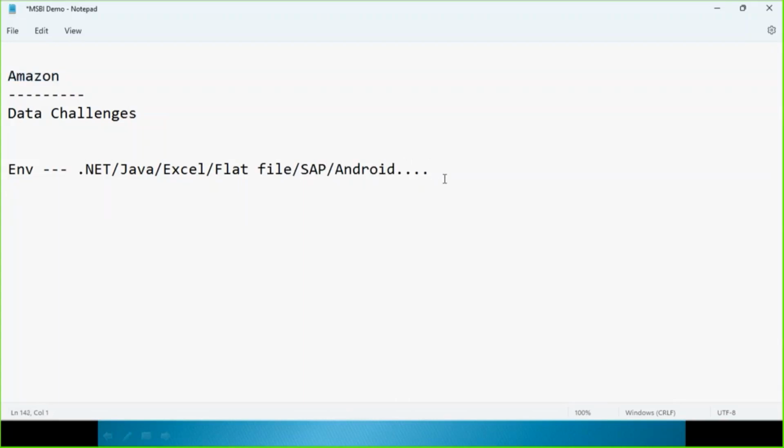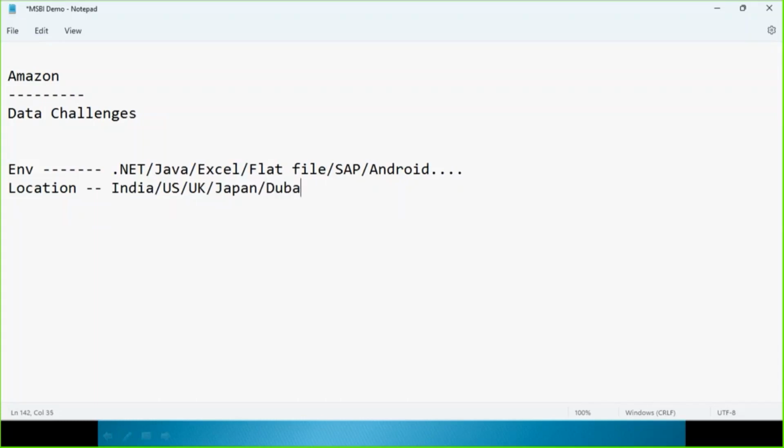Clear? The next one is, where is your data, I'm talking about the location of the data. So the company has a lot of data, not only in a single place. They are running in India, so India has a lot of data. US has a lot of data. UK has a lot of data. They have Japan and they have Dubai. So many places they have the data. Clear? And then the size of the data. In India, the size is very large. In some other countries, the size is not very large. And in some other countries, the data is low in size.